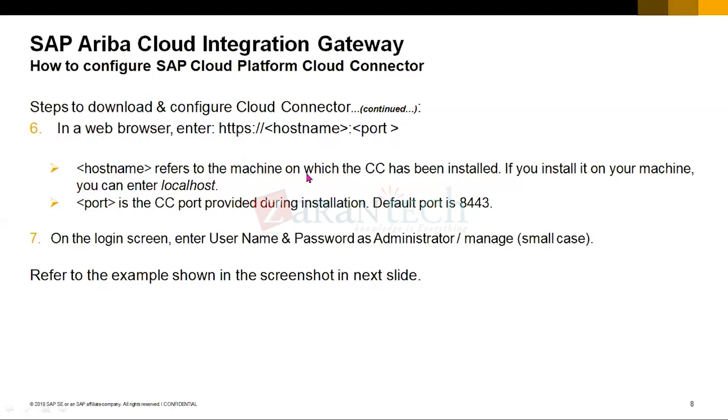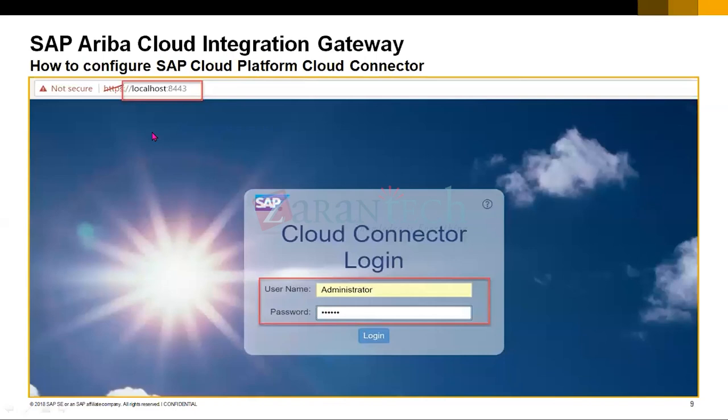Based on that, they will log in on the web. And once they log in, you can see something like this: localhost 8443. So 8443 basically is your port name. Okay. And I'll tell you how we can find out the host name as well. That's something I will tell you.